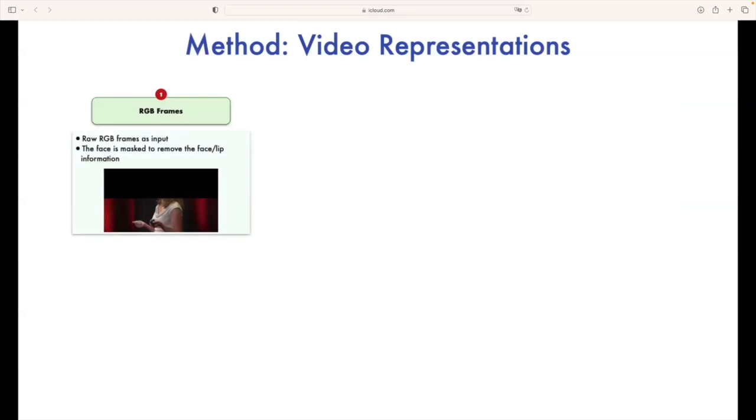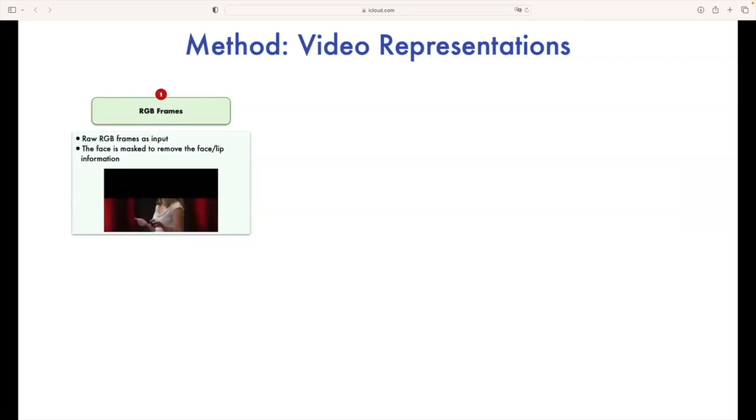The first representation that we are using here is RGB frames. So this is a very simple representation. We directly extract the frames from the video, that is the raw RGB frames, and they are given as input to our network. But here, there is one important aspect that we need to note, and that is face masking.